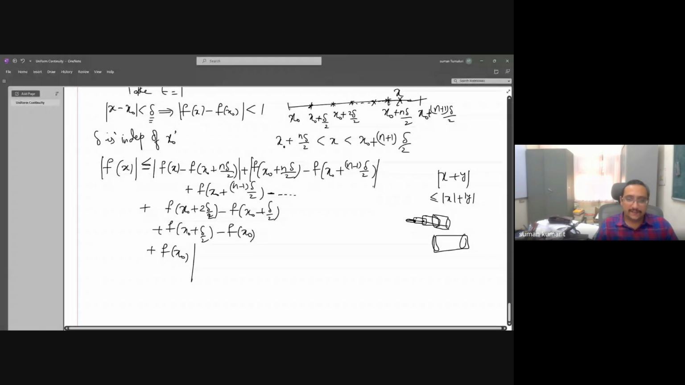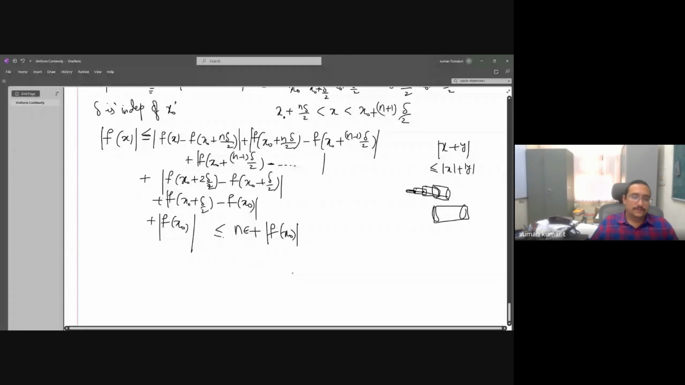By the way, I use the triangle inequality and keep doing this. I put moduluses everywhere and I get this. Now how many such terms are there? This is the first term, and there are n terms. Each term is less than 1. Of course, there is nothing great about 1, I can put epsilon. So n epsilon plus mod of f of x naught.